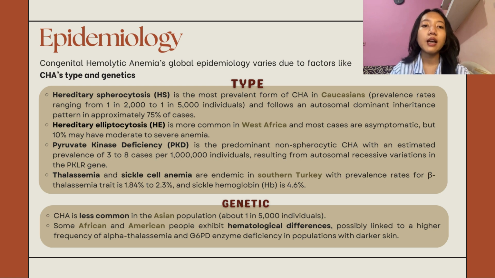Congenital hemolytic anemia is less common in the Asian population, ranging from 1 in 5,000 individuals. Some African and American people exhibit hematological differences, possibly associated with a higher frequency of thalassemia alpha and G6PD enzyme deficiency in populations with darker skin.